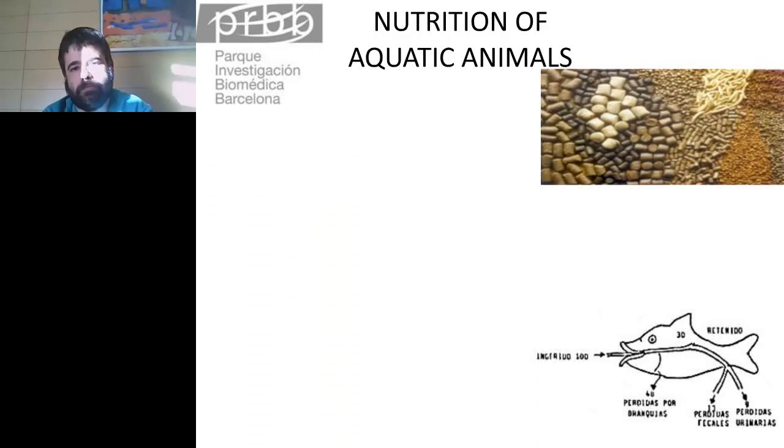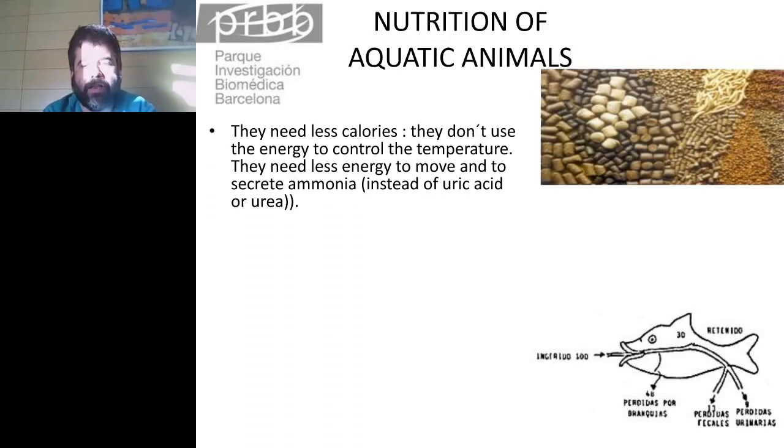So we have our fish inside of the tank and we have to feed them, but we still don't know which kind of food and which amount we should use. We should know that fish, or aquatic animals, need fewer calories than other vertebrates because they don't use energy to control the temperature. They also need less energy to move around in the water and to secrete ammonia instead of uric acid or urea. On the other hand, they are used to a protein metabolism.